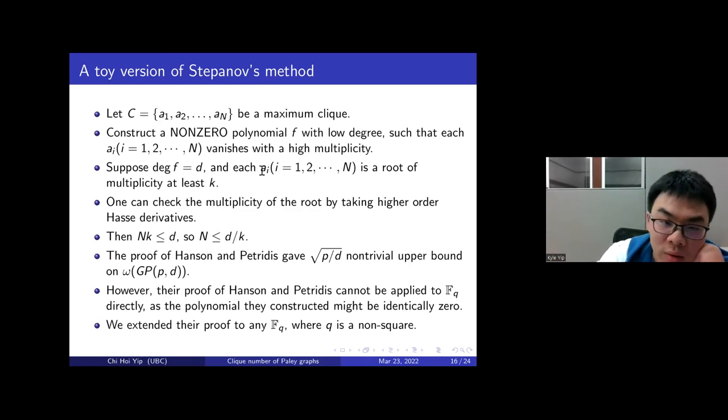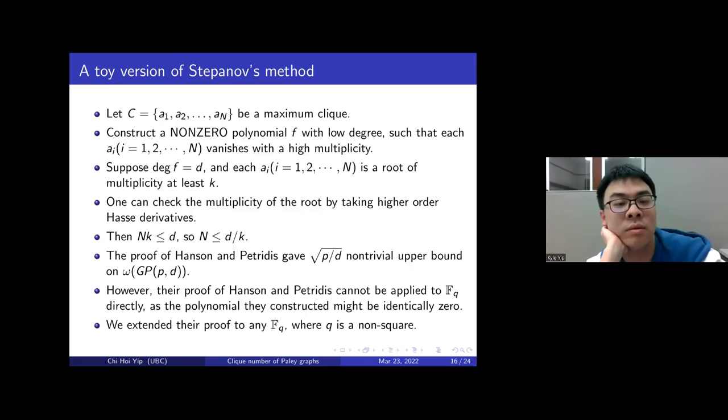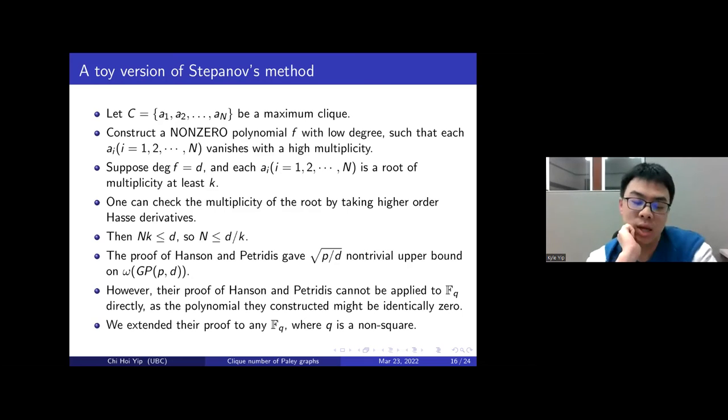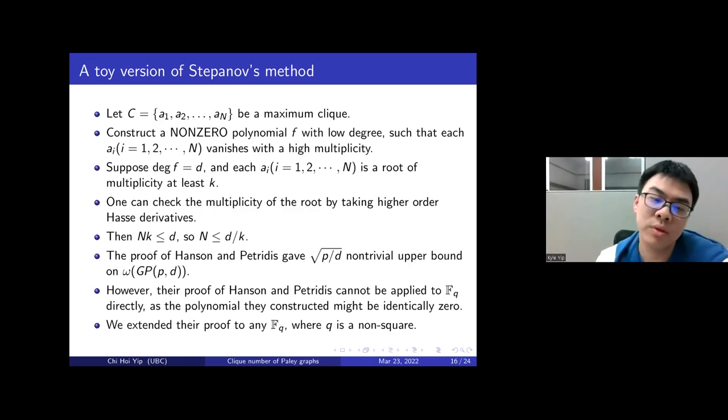And to check that each a_i has a high multiplicity, we can just try to consider the Taylor expansion of the polynomial, or equivalently taking higher order derivatives. But again, we are working in a field with characteristic p. So if you take the p-th order derivative, then you always get zero. That's bad because it's possible that this multiplicity k is actually greater than p. But fortunately, there is a way to resolve this issue. You just need to replace the standard derivative by the Hasse derivative, sometimes known as the hyperderivative, then we can resolve this issue. So basically, when we are taking the derivative, we also need to introduce some binomial coefficients to avoid the characteristic issue.